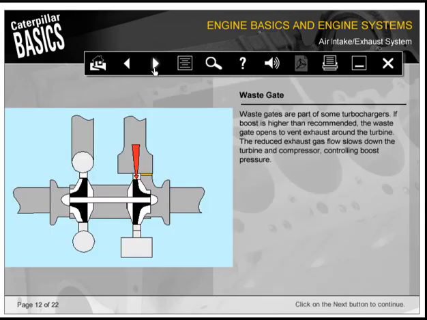Wastegates are part of some turbochargers. If boost is higher than recommended, the wastegate opens to vent exhaust around the turbine. The reduced exhaust gas flow slows down the turbine and compressor, controlling boost pressure.